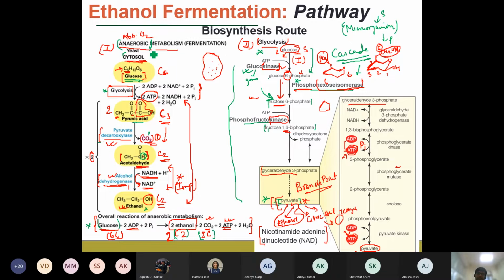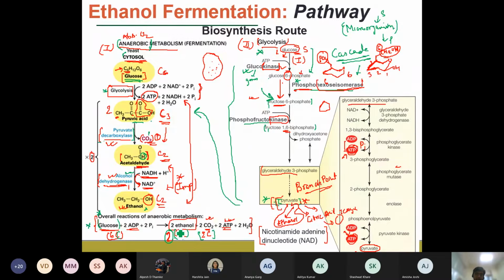So under the anaerobic conditions, generally, this pyruvic acid that is produced in the glycolysis pathway will enter these anaerobic metabolisms, in which this pyruvic acid will be converted to the acetaldehyde in the presence of the enzyme known as pyruvate decarboxylase, and this acetaldehyde will be converted into the ethanol in the presence of the enzyme alcohol dehydrogenase. So this is the route by which the ethanol production takes place, and if you see the overall rate of production, the 6 carbon glucose will be converted into the 2 carbon ethanol.